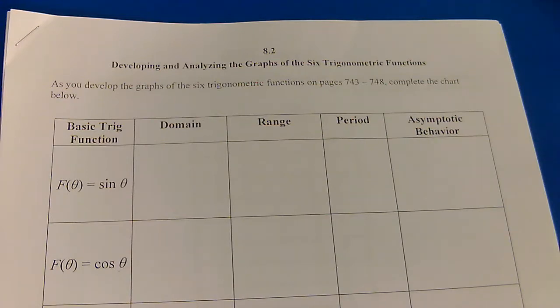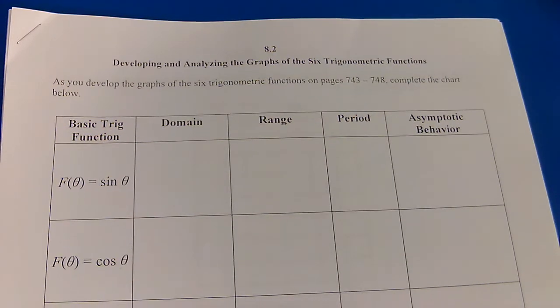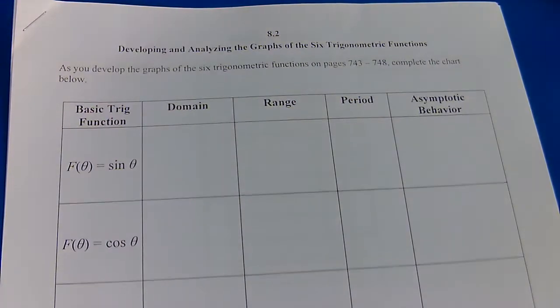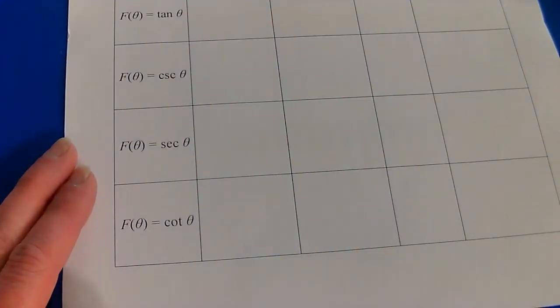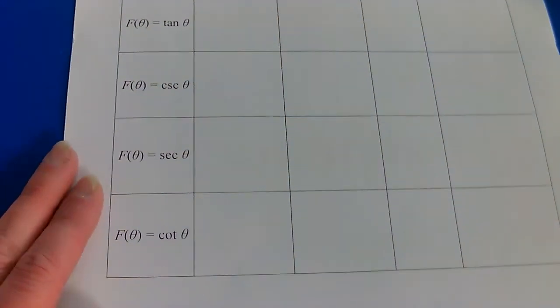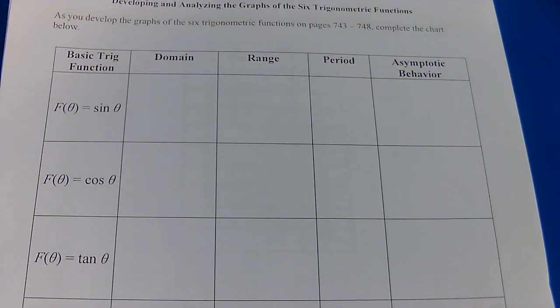Last time we met, we talked about periodic functions, and they were functions that repeated themselves. There's 6 very special periodic functions: sine, cosine, tangent, cosecant, secant, and cotangent. Now we're going to look at these graphs. We're going to be doing them by hand.